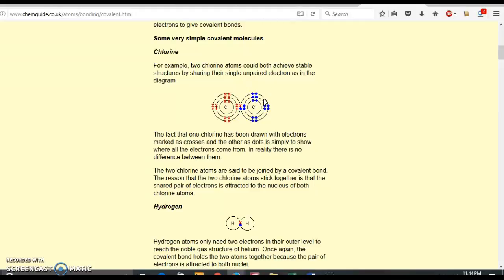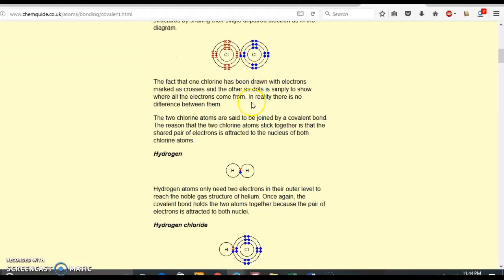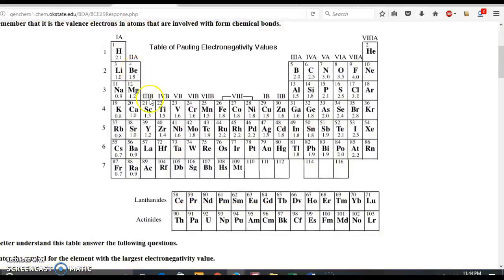Now, the important thing to remember in covalent bonding is that they are always sharing the electron, and depending on the electronegativity of these atoms, you can actually either have a polar bond or a non-polar bond. Now let's talk a little bit about what is polar and what is non-polar. Now let's get back to our periodic table.